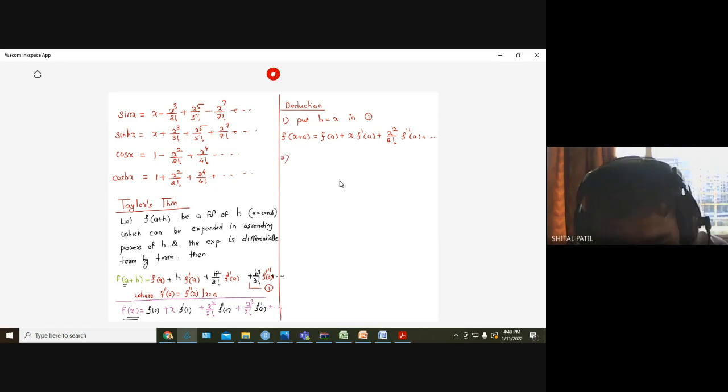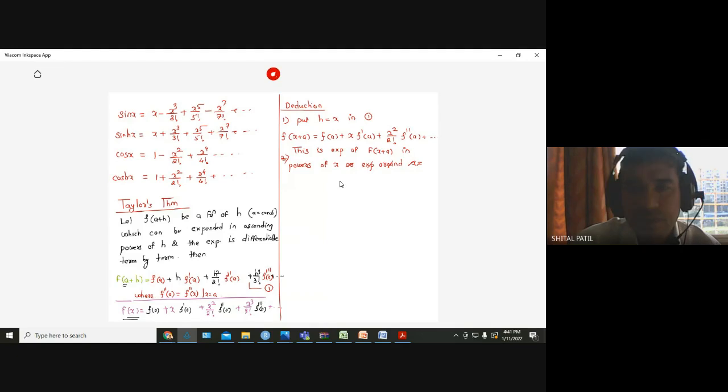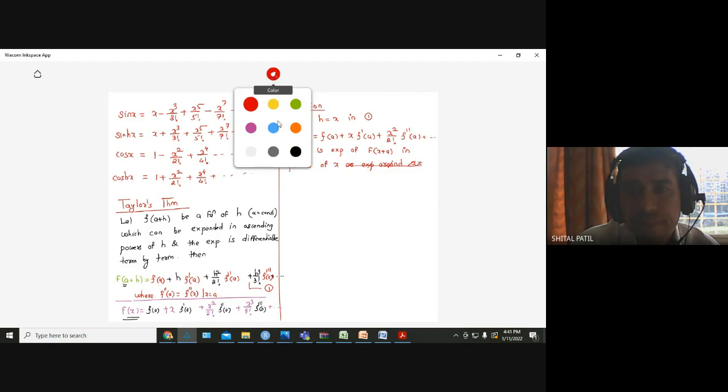So we can get the expansion in powers of x. This is the expansion of f of x plus a in powers of x. Remember this. Sorry, not this part, it is for the next part. Expansion in powers of x. You write this part. This is wrong. Next item.